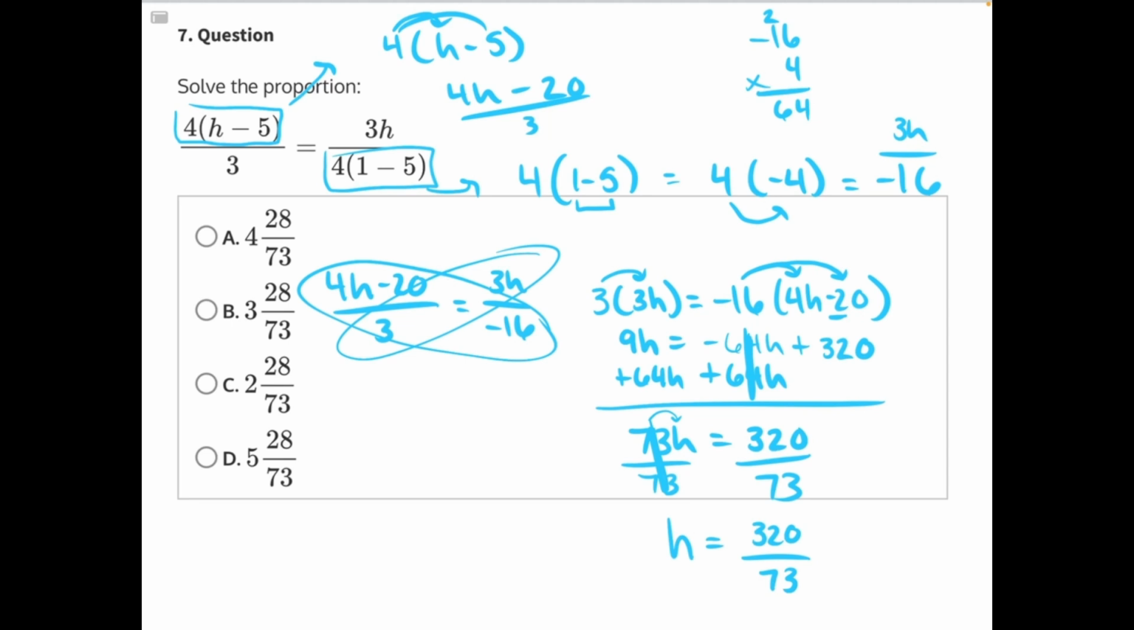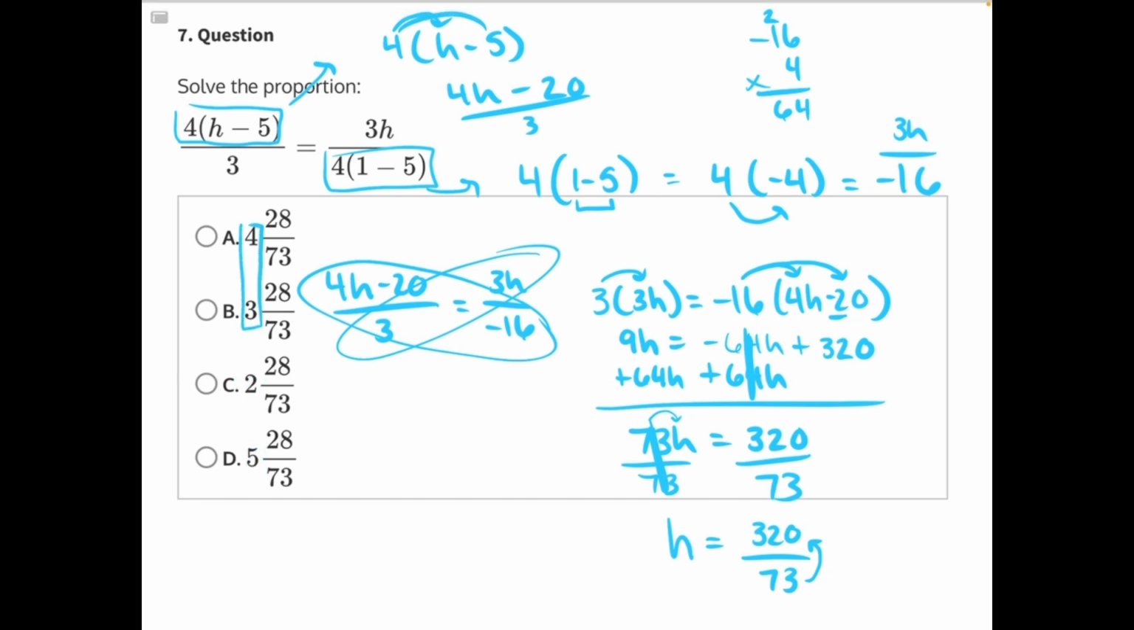Now, we just need to simplify this fraction, and if we look at our answer choices, the fraction half is the same for every answer choice. We just need to figure out what whole number we're looking for. And we can tell that by figuring out how many times 73 can go into 320 evenly. To do that, we're probably going to do a little bit of guess and check. And what I would recommend is do not guess and check with the highest number or the lowest number. Guess and check with the two middle numbers, and I'll show you why.